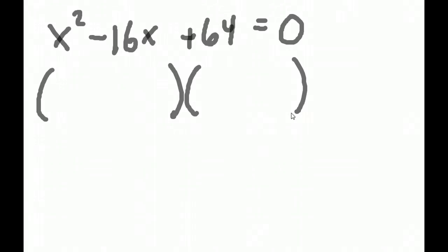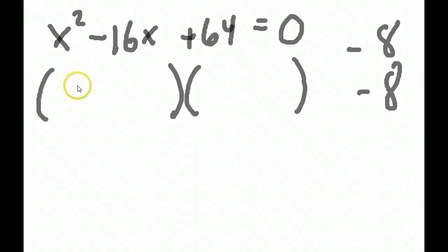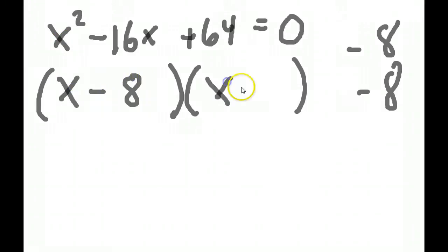Is there a factor of 64 that you can add to get negative 16? Negative 8 and negative 8. So, what do our two binomials look like? Because we know it's something minus 8 and something minus 8. Exactly. And if you look at your first term, that'll tell you what that something is. Our first term is x squared, so it's x minus 8 and x minus 8.